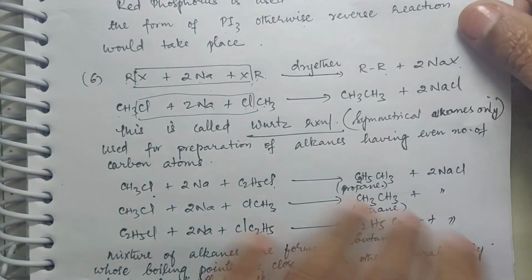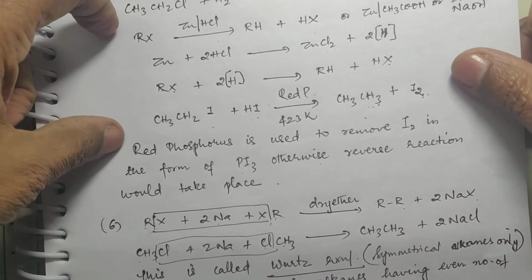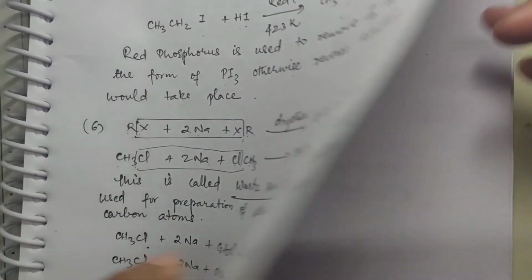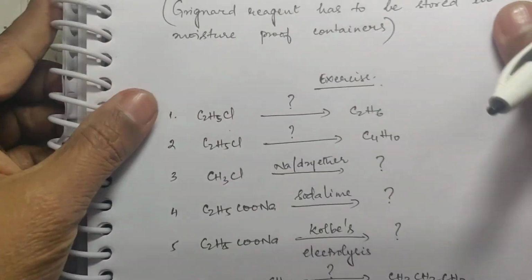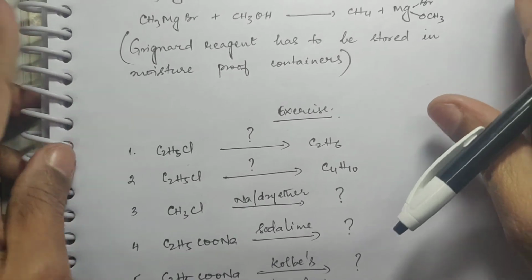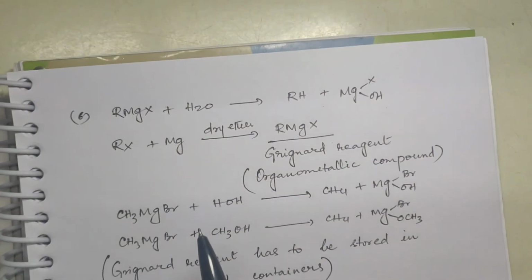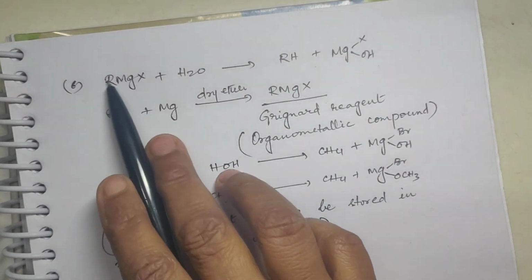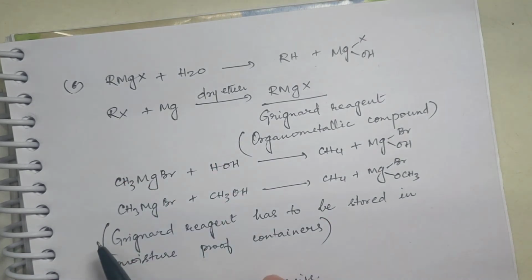Okay. So from RX what we saw? We saw simple reduction, and the other one is Wurtz reaction. Now apart from that, you can also prepare it from Grignard reagent. Now what is Grignard reagent? RMgX, alkyl magnesium halide, is called as Grignard reagent.